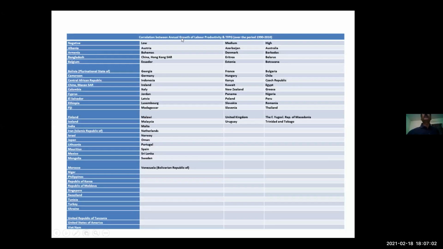So here we have tried to divide all the countries in terms of the magnitude of correlation between labor productivity and total factor productivity growth. You can see a number of countries here in this first column, which represents a negative correlation between these two indicators. And you have many countries in this column depicting low correlation between labor productivity growth and TFPG. Only relatively few countries you are able to see in the medium correlation zone and the high correlation zone.